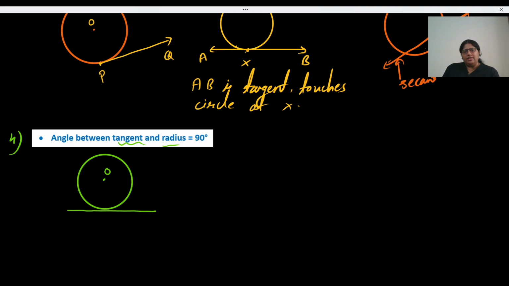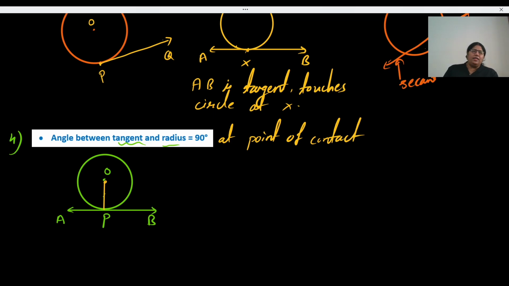If I am drawing a tangent here, which is AB at P, AB is a tangent and the point of contact is P. So here, the angle between tangent and radius, how will the angle be formed? If I take the center and join it through the point of contact, the 90 degree angle is made at the point of contact. Now either side, whether you take angle OPB or angle OPA, angle OPB will be equal to angle OPA, because on either side it is always a 90 degree angle.